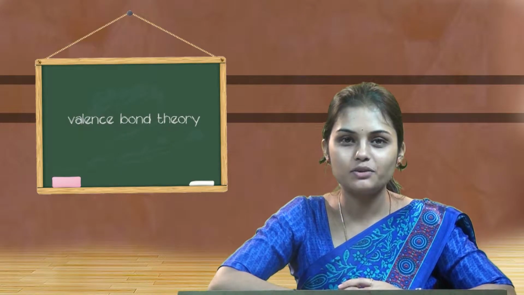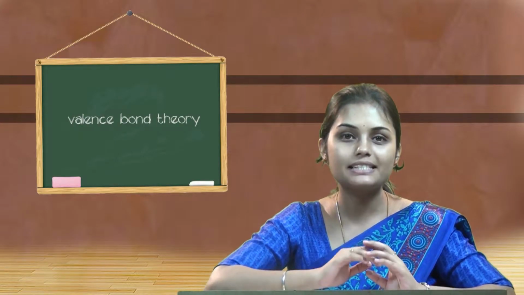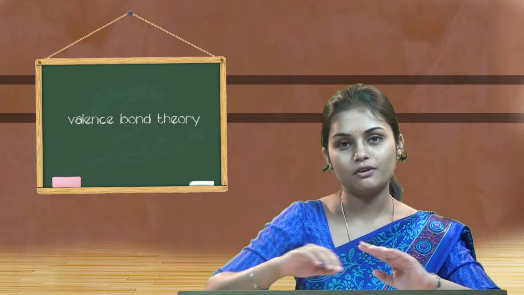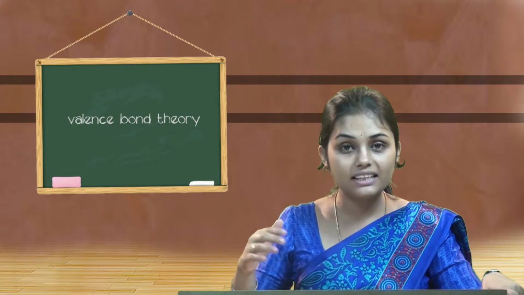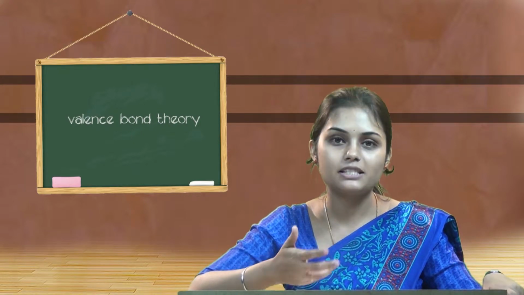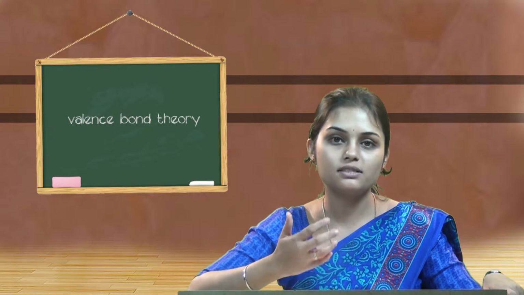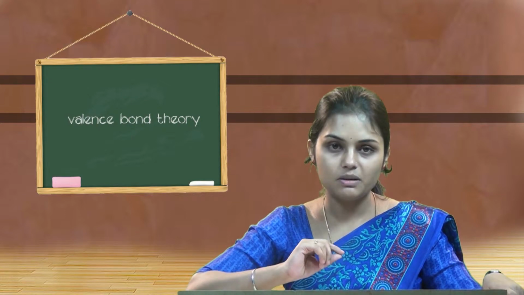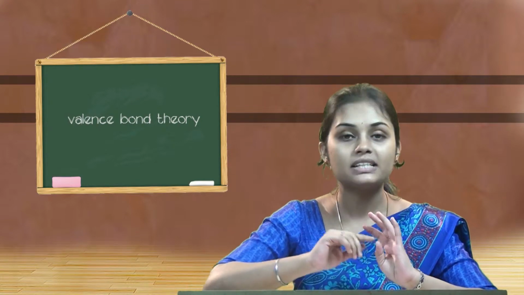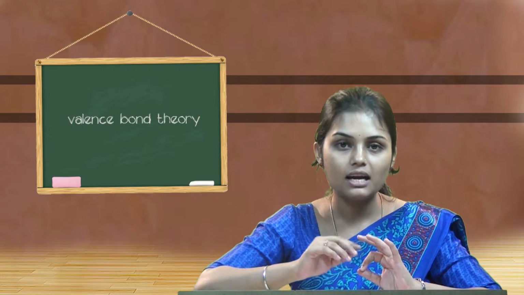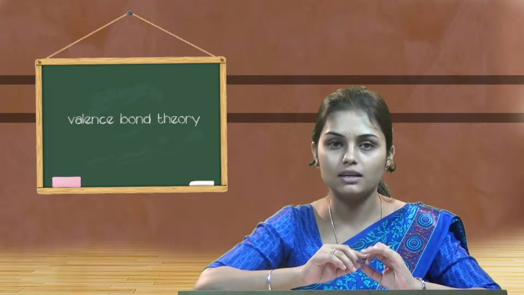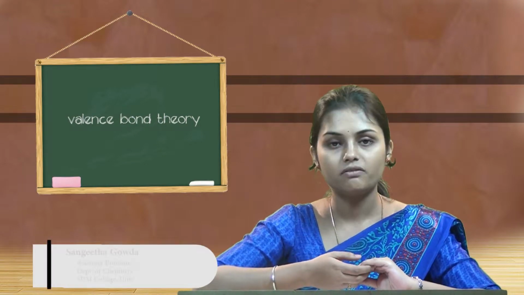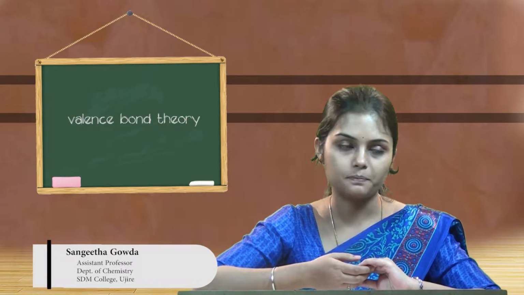Hello students, today we shall discuss the valence bond theory, that is the VBT, its postulates and drawbacks. Three theories were developed in order to explain the bonding and properties of coordination compounds, that is VBT, valence bond theory, CFT, crystal field theory, and MOT, molecular orbital theory. Today we shall discuss the postulates of VBT, that is valence bond theory.